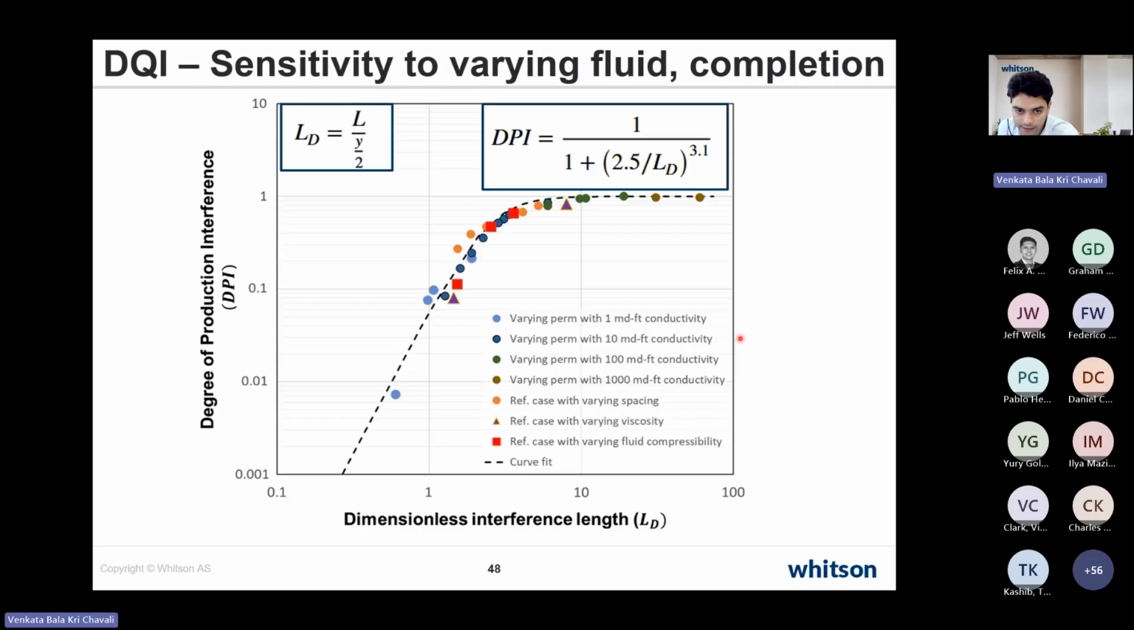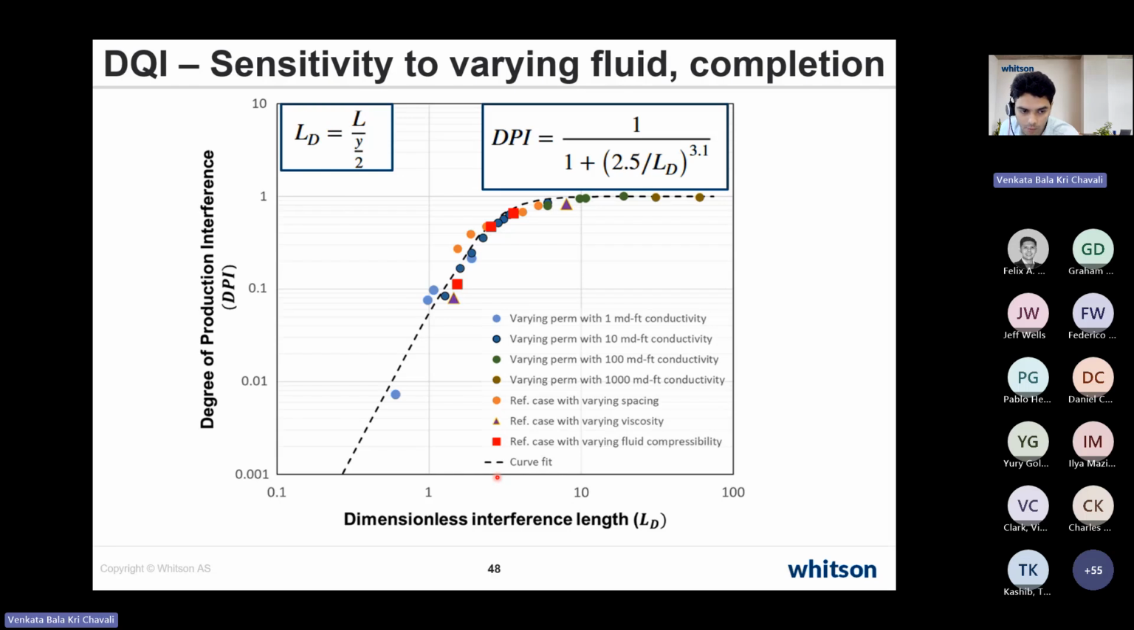Then lastly, once we have K and alpha, we calculated the maximum length that the well is seemingly draining. Once we have that value, we normalize it by the well spacing between the two wells. So if I have well spacing as Y, then the half well spacing would be Y by 2. I'm normalizing the drained length by the half well spacing between those two wells. Once I do that, I get a sense of what my dimensionless interference length is.